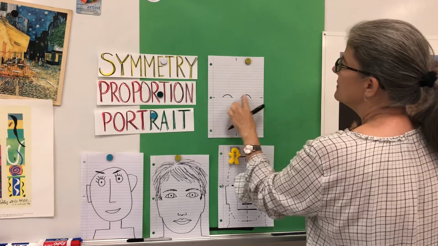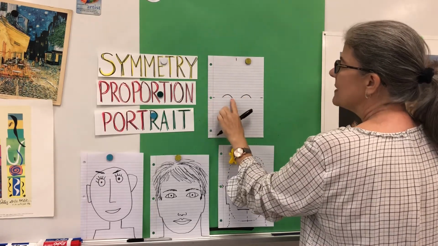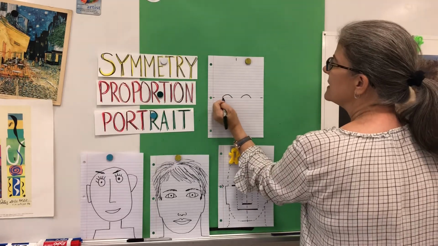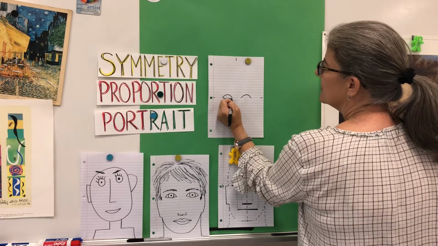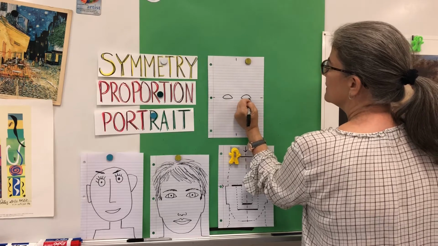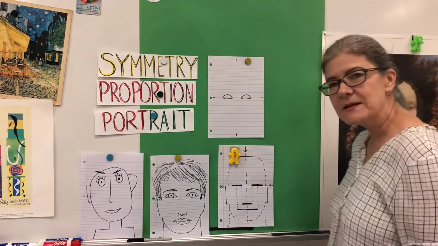And I can use the blue line on my paper to guide me. When I make the bottom part, I don't want to make it as curvy. It doesn't drop down as far. Okay, now I'm going to make the iris.